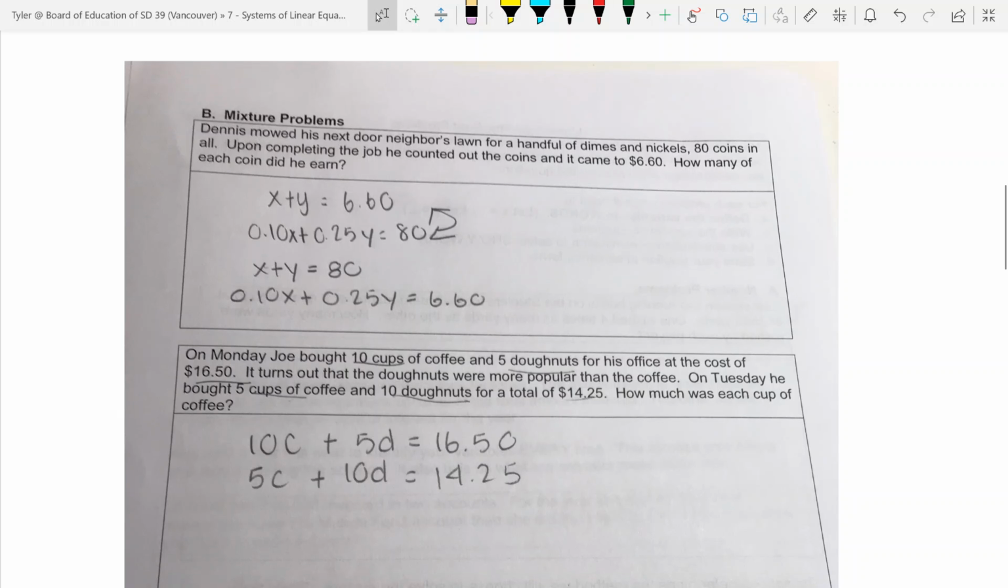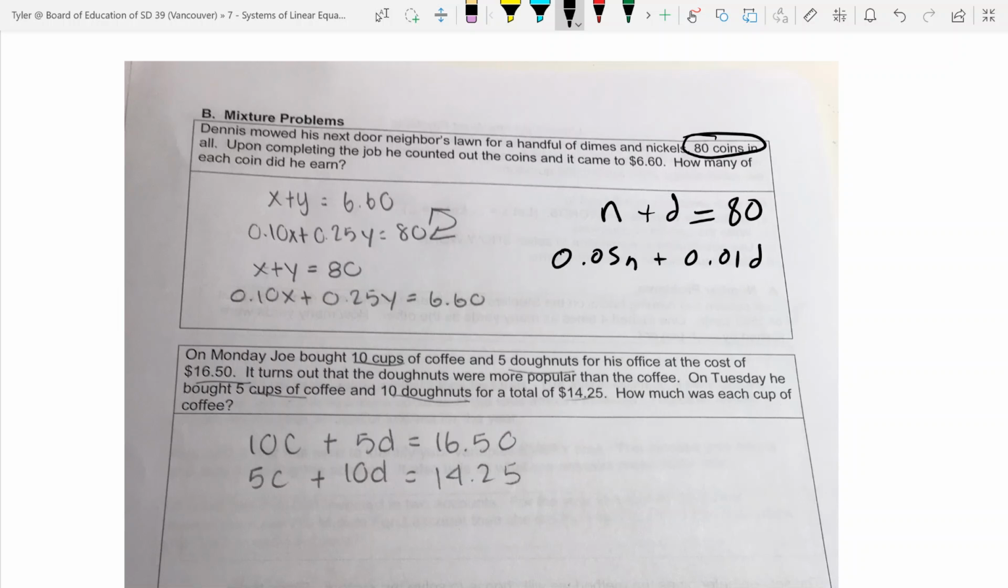All right, let's read this one. Dennis mowed his next door neighbor's lawn for a bunch of dimes and nickels. Man, what a ripoff. He got 80 coins in total. So N will be nickels and D will be dimes, how many of each? You got 80 coins in total. To find the value, you multiply by the values. So a nickel is 0.05N, and a dime is 0.01D, equals, how much is it worth? 660 in total.